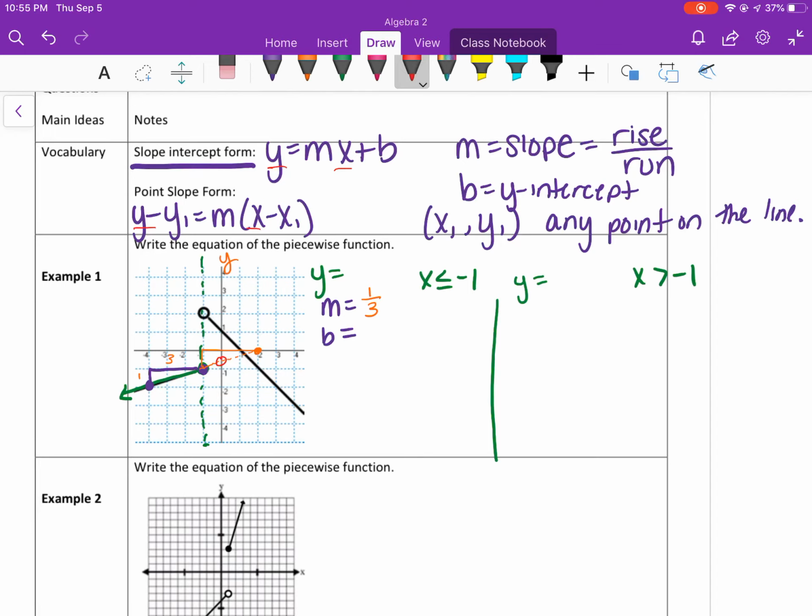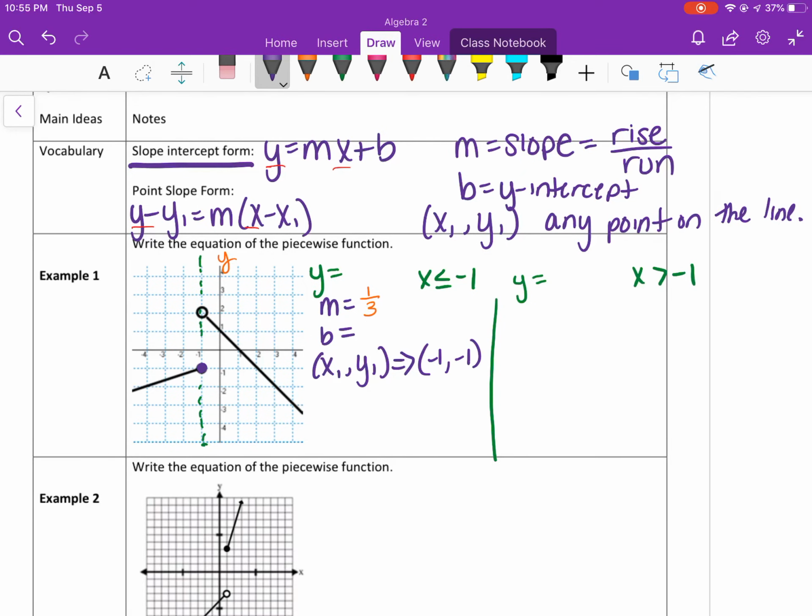But that is not a clear point. And so I'm not able to use slope-intercept form. I will have to use point-slope form, which means I will need to pick another point on that line. So I'm going to get rid of some of my marks here so we can see it a little bit more clearly. So I'm going to need a point, x1, y1 point. I'm going to just choose this point right here, and that's (-1, -1).